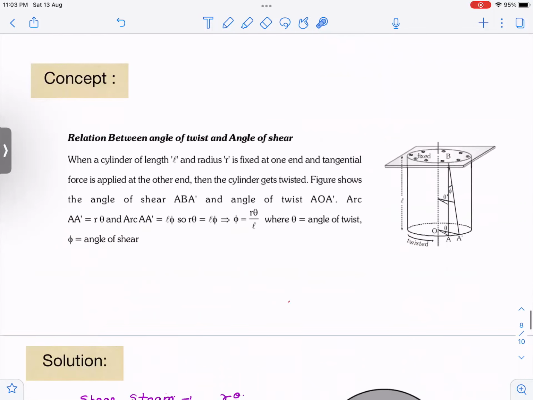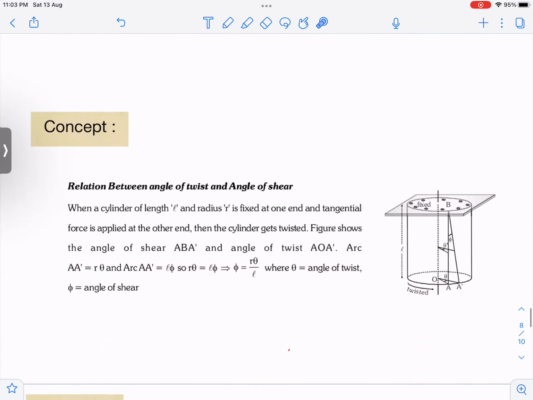The concept is we should know the relation between angle of twist and angle of shear. Now you can refer to this diagram. So here is a cylinder of length L, radius R. It is fixed at one end and a tangential force is applied at the other end. So here we are applying the tangential force and the cylinder gets twisted, right?